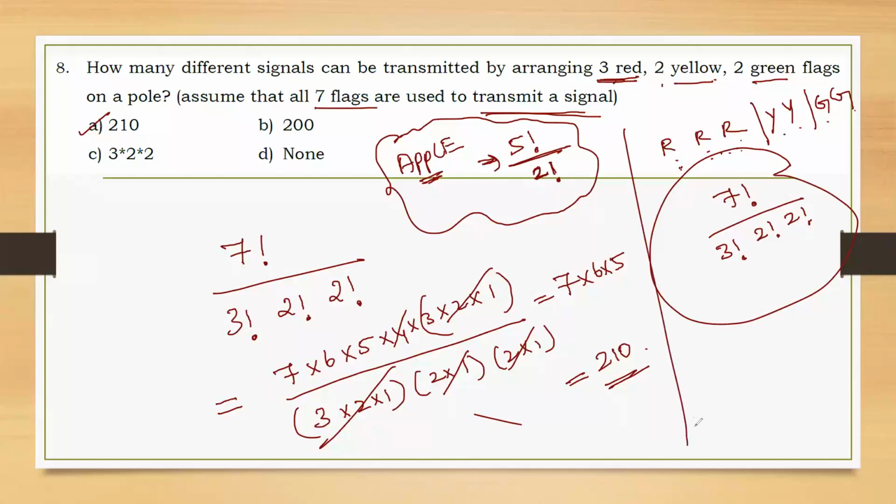Okay, done. Instead of writing like this, they have given the 3 red, 2 yellow, and 2 green. But actually, the letters were like this. We need to arrange that. Okay. Try the ninth one.